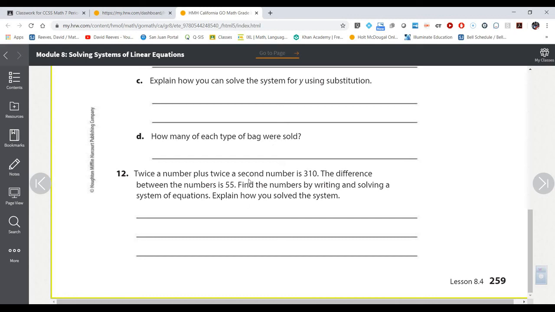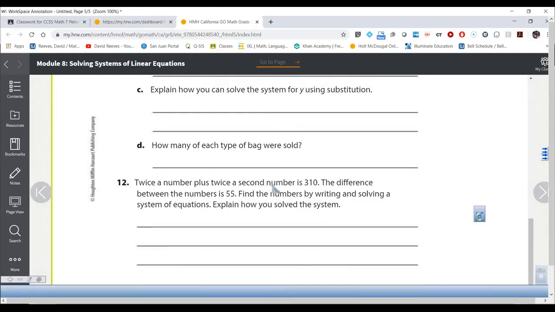All right, so twice a number plus a second number is 310. The difference between the two numbers is 55. Find the numbers by writing and solving a system of linear equations. So what does it say right here? It says find the numbers. So we have two numbers. All right, so I'm going to let x be the first number, and I'm going to let y be the second number, right? And I'm going to go ahead and write my system.